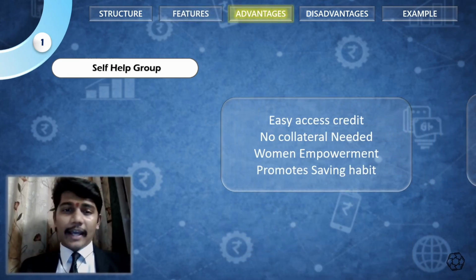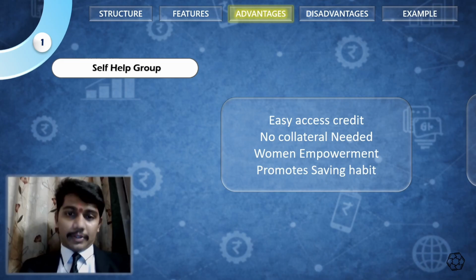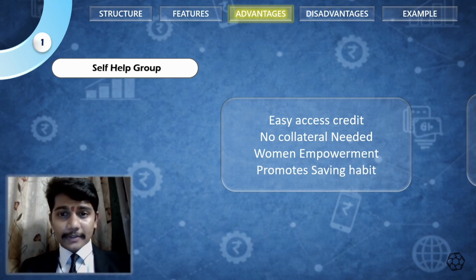So it's easy access to credit for the members. This develops a saving habit. This empowers rural women. It has a very low default rate. Okay, and this promotes financial inclusion. Moving to the disadvantages.